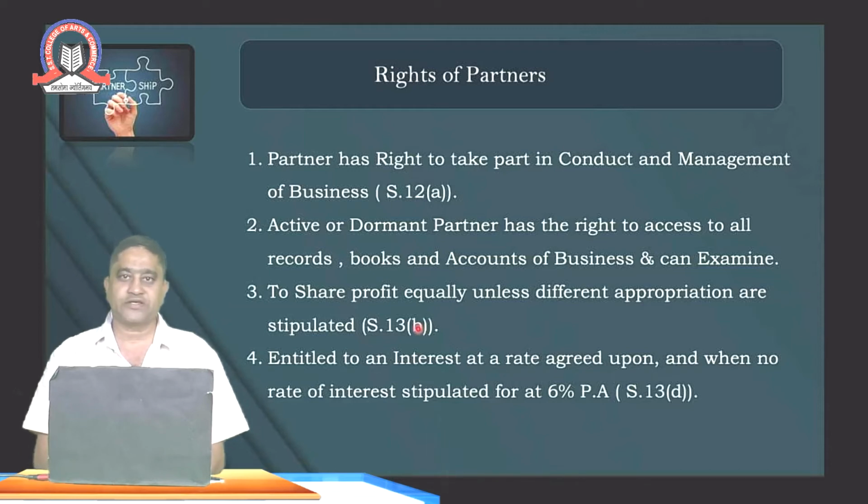As mentioned under Section 13(d) of the Partnership Act, all the partners are entitled to interest at the rate agreed upon, or when no rate of interest is stipulated in the partnership deed, then interest is payable at 6% per annum to the other partners on the amount which he has brought in for doing the partnership business.